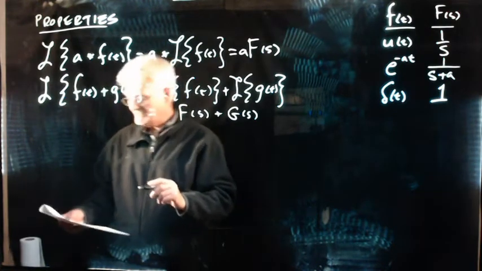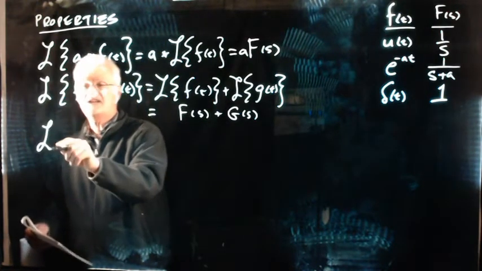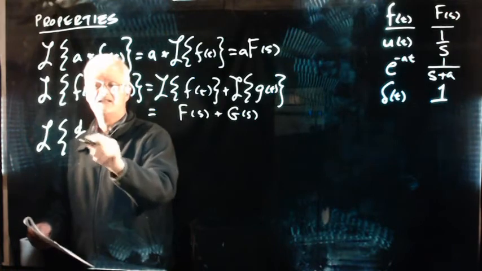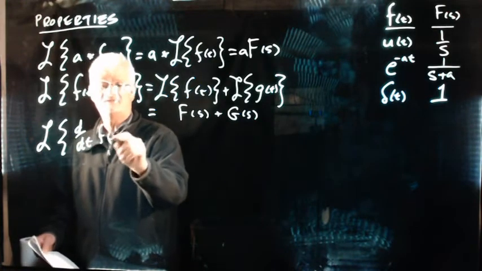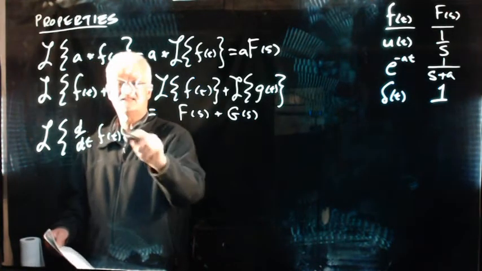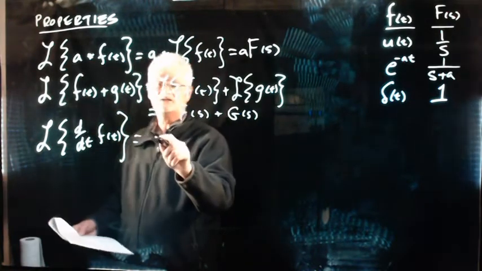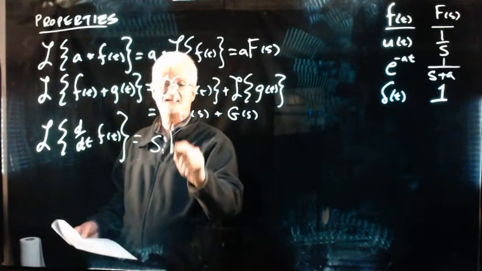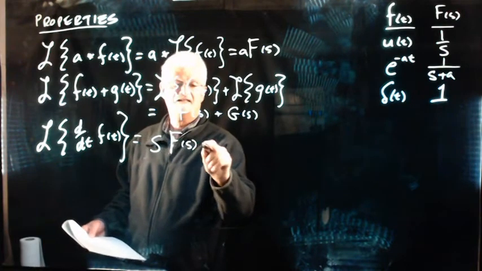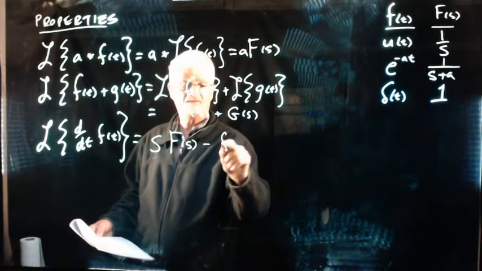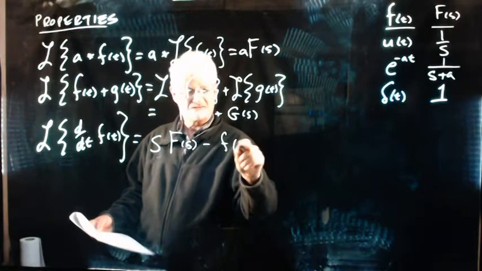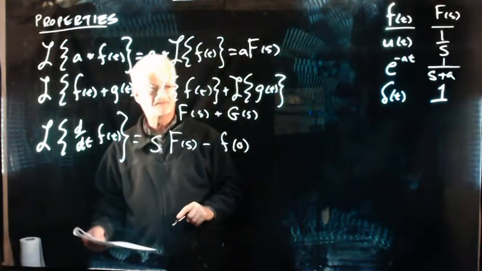One more that we're going to do that's a little harder. This is the Laplace transform of d by dt of f of t. So if we're going to take the derivative using a Laplace transform, this is the one that gets a little tricky. This is s times F of s minus f of 0. So that's a derivative.